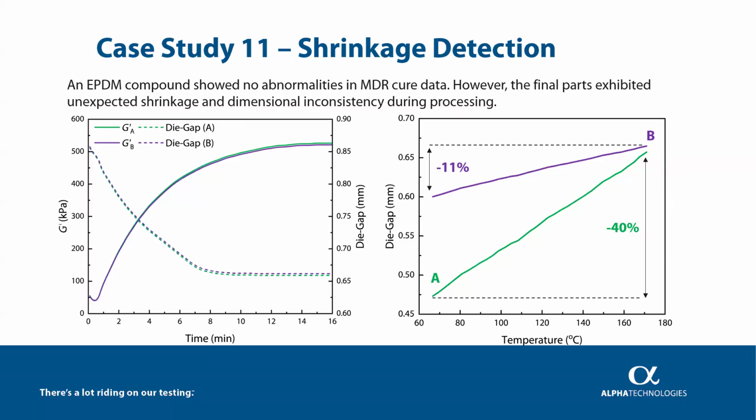What is important here is that the die gap sensor tracks thickness in real time, and those values are automatically integrated into the calculations of G prime, G double prime, and complex viscosity, giving you more accurate and more precise rheological data. At the same time, the thickness data itself becomes a direct diagnostic tool to assess shrinkage or expansion during processing, something not possible with traditional rheometers. This case perfectly illustrates how PDM technology and the die gap sensor provide deeper insight into compound behavior, detecting real-world processing issues that will otherwise go unnoticed in standard cure testing.